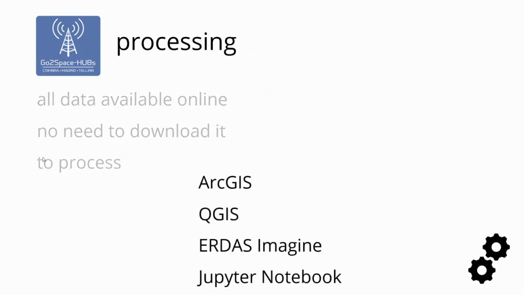And we can also use the software we know how to use, like ArcGIS, popular QGIS, and all the stuff we actually need. We can use it there. So we don't need to download the data to process it in the software we are used to. We can do it actually there.